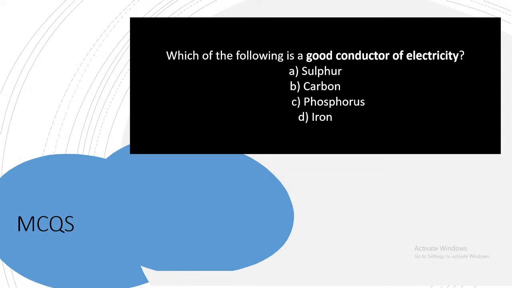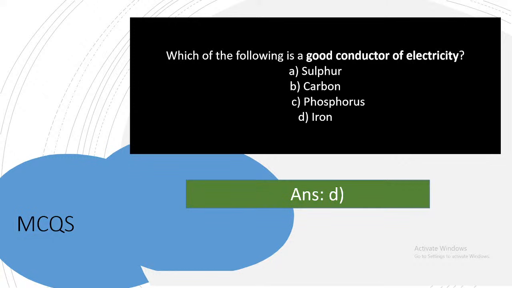Okay, you have option D, option B, C. Ankit is saying C. Okay, then D. So the correct option is D, that is iron. Iron is a good conductor of electricity, not sulfur, neither carbon nor phosphorus.